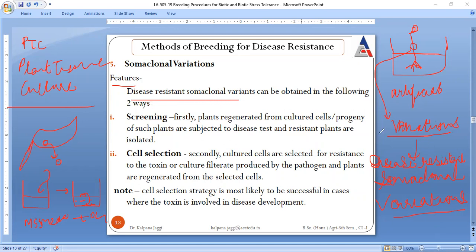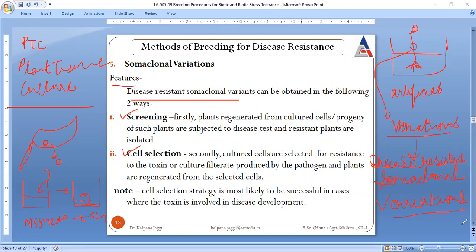There are two ways of obtaining them. Okay, you grew a tissue, certain variations took place while you were following the various steps of this procedure, and somehow variations took place, right? But you are to screen. The very first step is you are to screen here, and then you are to select the cell. What is done in the screening?